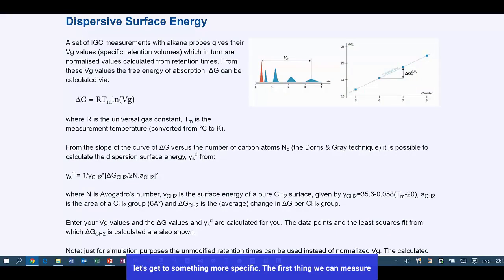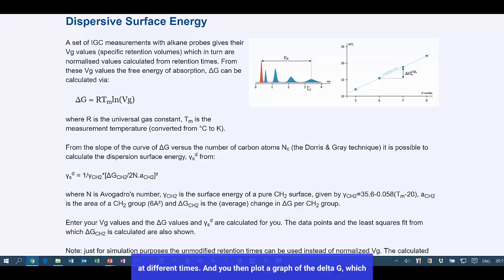The first thing we can measure with IGC is the dispersive surface energy of the material. You want to know if it's low surface energy or high surface energy, or at least the dispersive component of it. So what you do is you inject pentane, hexane, heptane and octane. In this diagram it looks as though they've all been injected at the same time like conventional GC, but in fact they are separate injections.